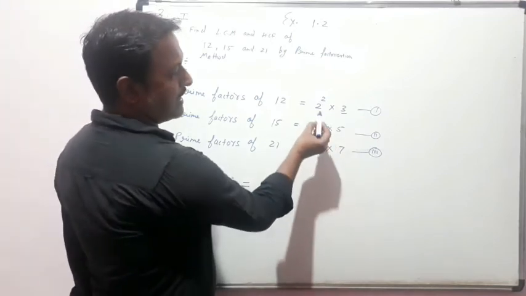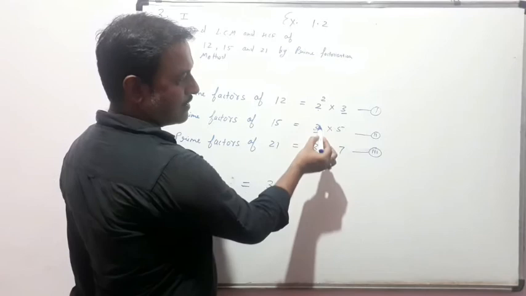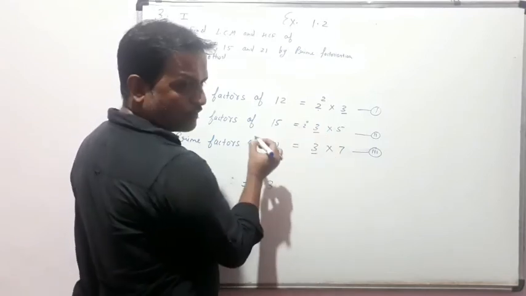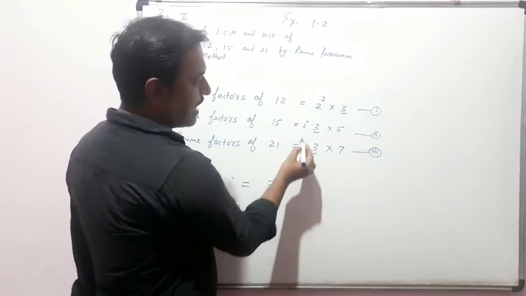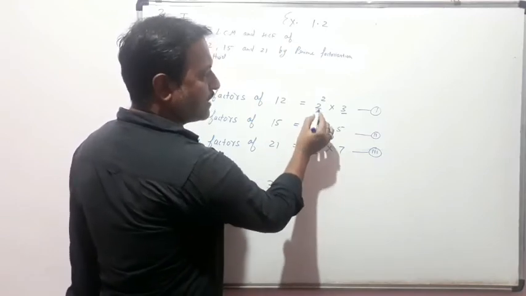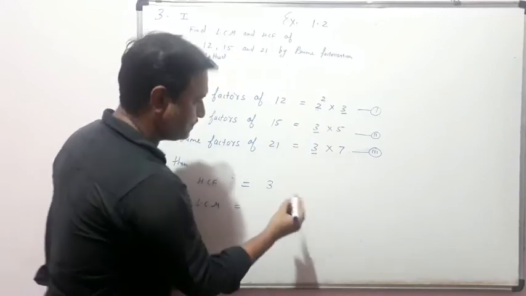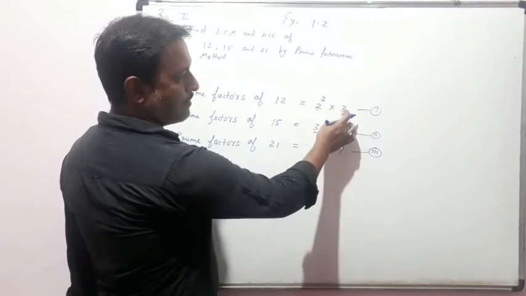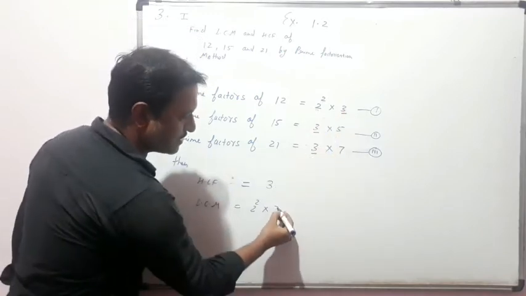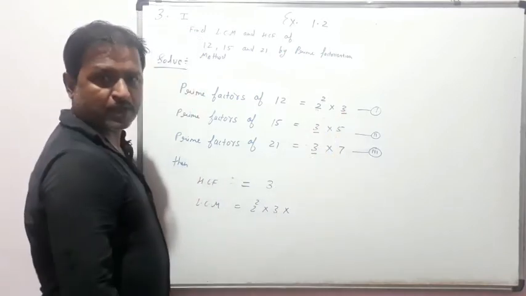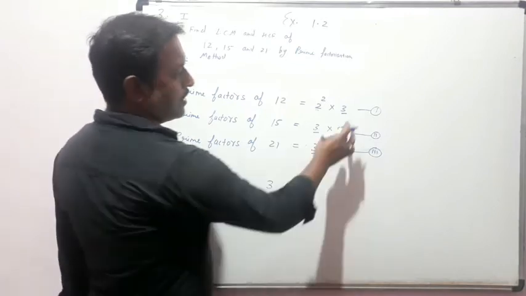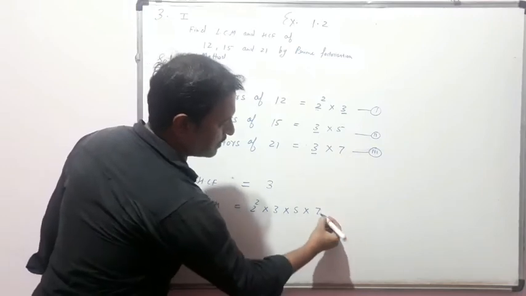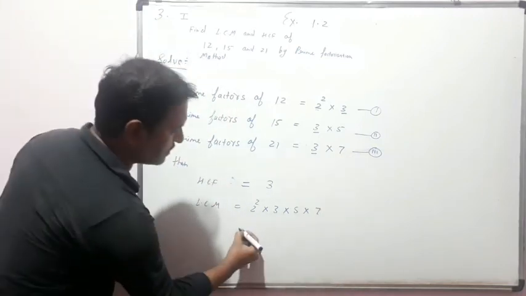So first of all, take 2. 2 is here, and here we have 2 power 0, here also 2 power 0. The highest power is this much, so we take 2 to the power 2. Right? 2 to the power 2. 3 power 1, 3 power 1, 3 power 1, that means 3 only comes. The highest power is the same in all. 5 power 1 and 7 power 1. Any doubt?